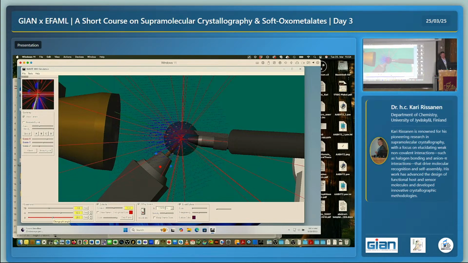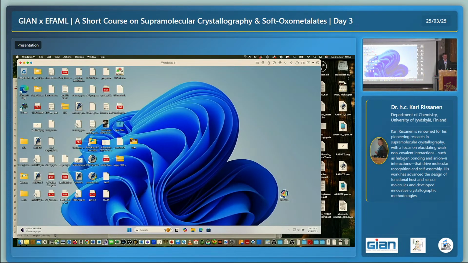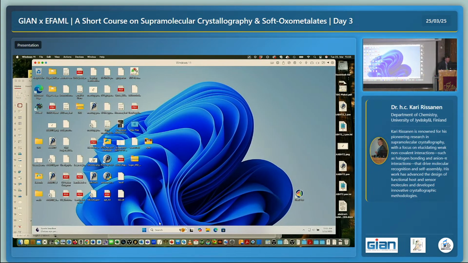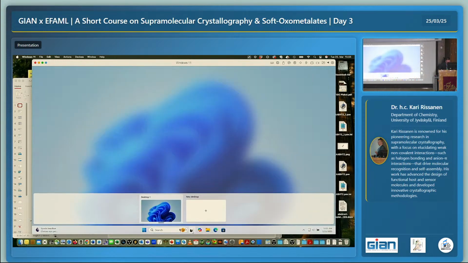Okay. This is real life. This is what happens. And each of these individual reflections has to be recorded. And what we do, we record its direction, the theta angle, and the intensity. And these are the needed factors later on. But now we move to the real thing.